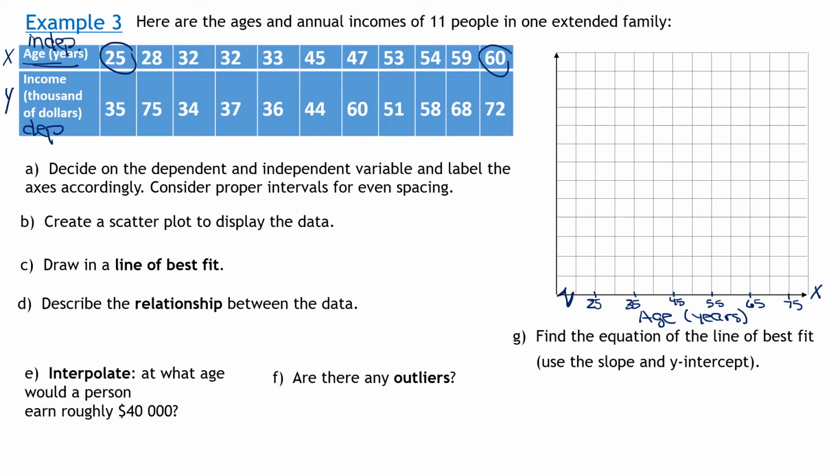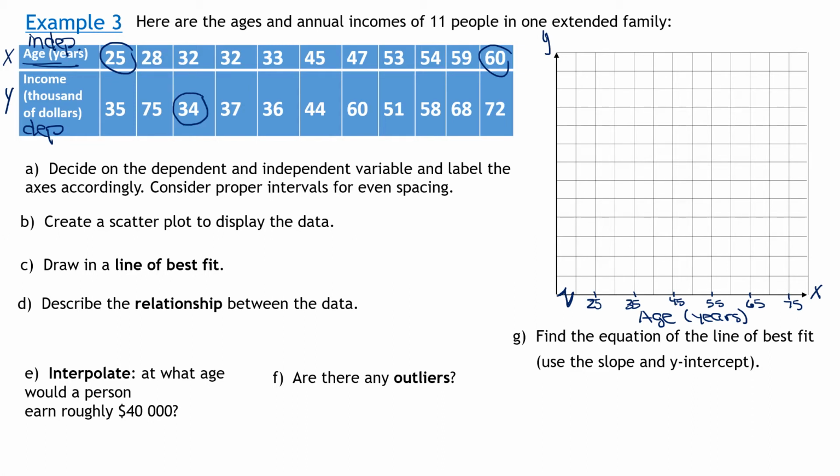Okay, now for the y-axis. So here's my y up at the top. My y-axis, that's my dependent, that's the income in thousands of dollars. So take a look. What's the lowest income number? Does the youngest person, the 25-year-old, make the lowest amount of money? No, this is the lowest number here. The 32-year-old, one of the 32-year-olds is making $34,000.